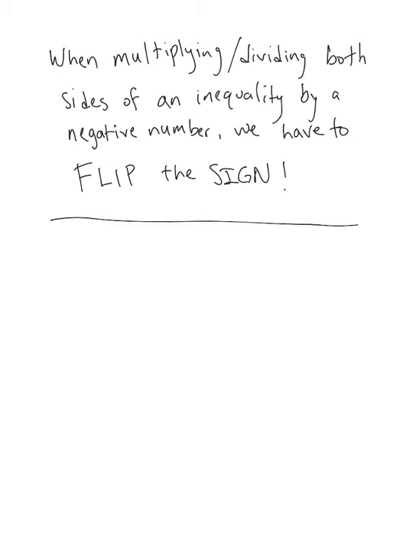So let's say we take two numbers, like -6 and 8. Now, I know that -6 is less than 8, so I'm going to put a less than sign in between. Remember, the alligator is going to eat the bigger one, so it's going to eat the 8. So -6 is less than 8. Now let's say I go ahead and multiply both sides by a negative number. I'm going to pick kind of an easy negative number, -2.